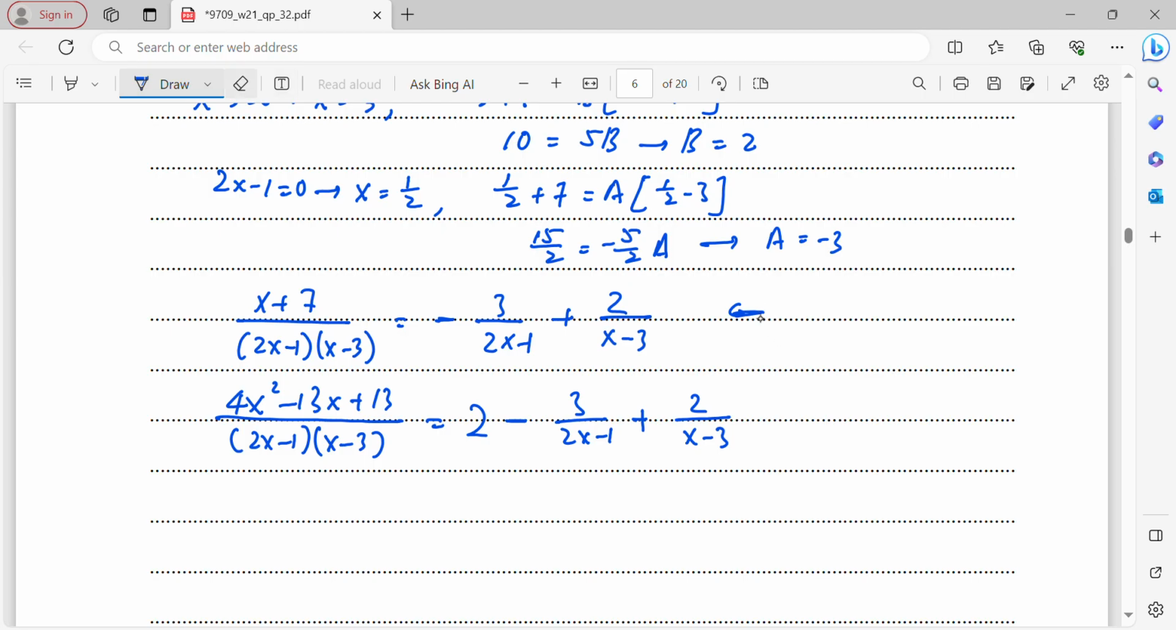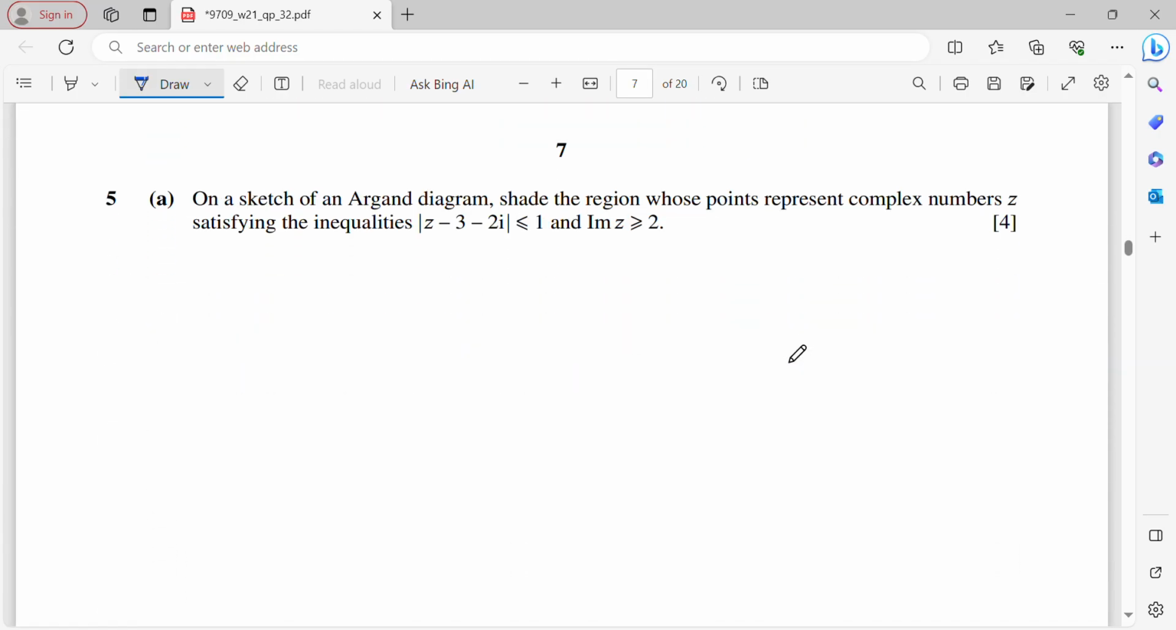So every time before you get the partial fractions, make sure you have checked the rational function is a proper rational function. Otherwise, you have to perform polynomial division first before the partial fractions. Okay, so now question number 5.